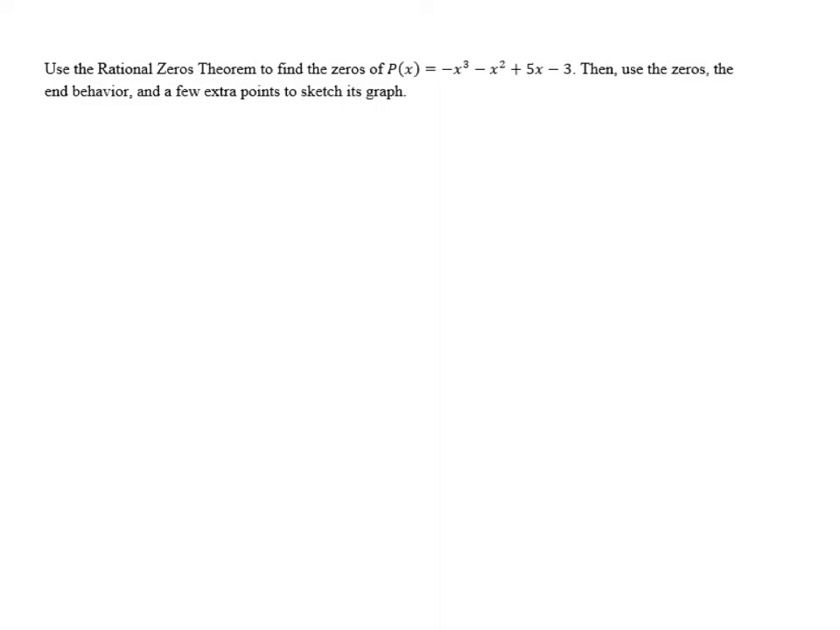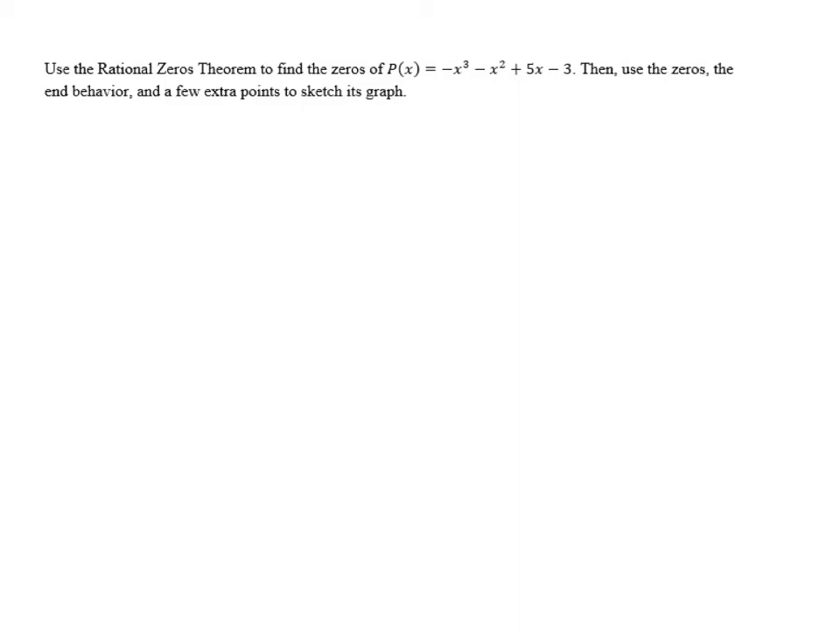Use the rational zeros theorem to find the zeros of p of x equals negative x cubed minus x squared plus 5x minus 3. Then use the zeros, the end behavior, and a few extra points to sketch its graph.